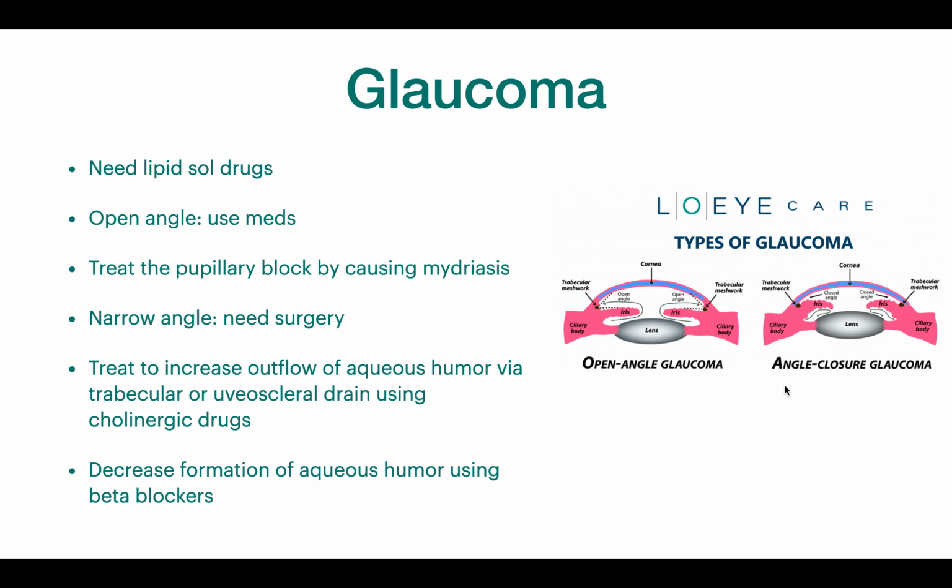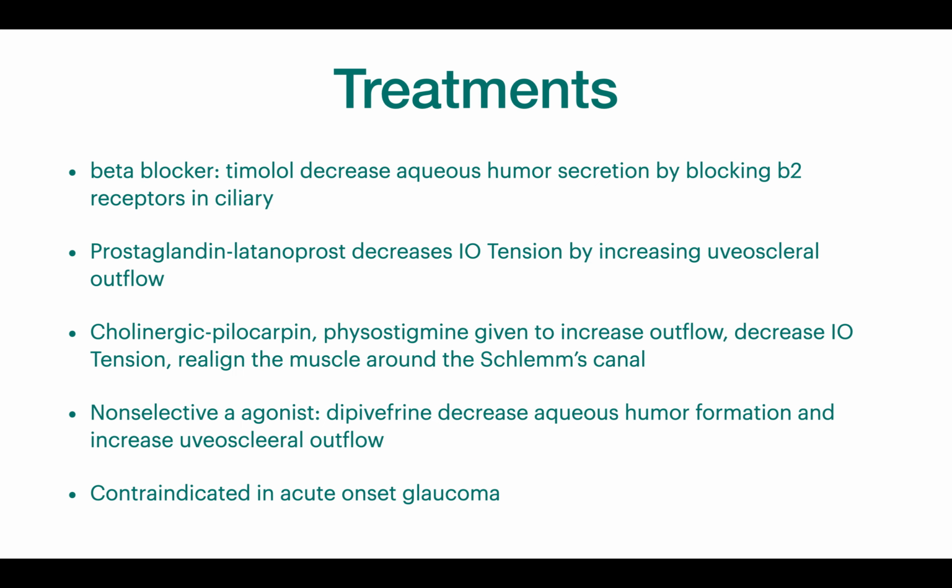Both surgery and the drugs are basically to increase the outflow of the aqueous humor and decrease the formation. So you can decrease the formation using the beta blocker and increase the flow using a drain or cholinergic drugs. Beta blocker, timolol, once again, is given to decrease the aqueous humor, and it blocks the beta-2 receptors. Prostaglandins, or latanoprost, will decrease the intraocular tension by increasing the outflow.